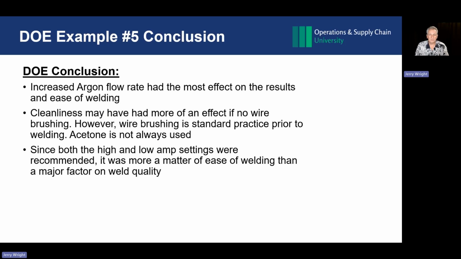So here were the conclusions that he put into his example. Increased argon flow rate had the most effect on the results and ease of welding. Cleanliness may have had more of an effect if there was no wire brushing, but typically wire brushing is standard practice prior to welding. Acetone is not always used, okay? Since both the high and low amp settings were recommended, it was more a matter of ease of welding than a major factor on weld quality. So use lower amperage if it's going to work the same. You learn something from that.